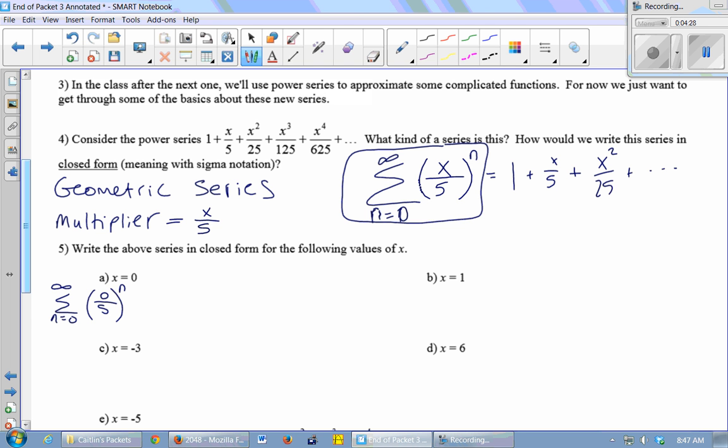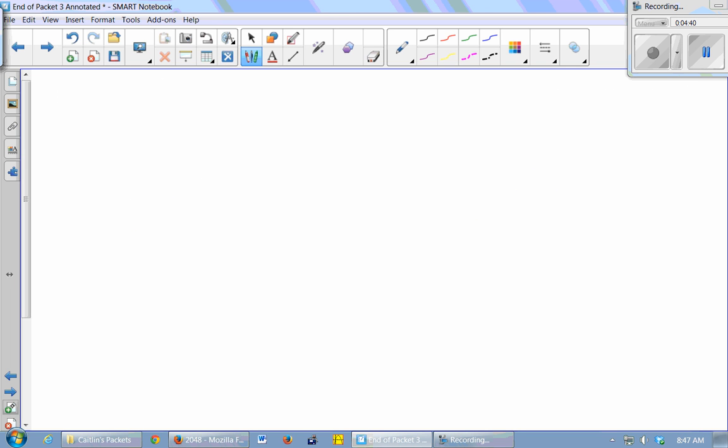When you plug in n equals 0, you get 0 to the 0. What is 0 to the 0? 0 to the 0 is undefined. Yeah. Because we have two conflicting rules here. 0 to the anything, 0 to, say, the 5th, right? 0 to the anything is 0. But anything to the 0 is 1.